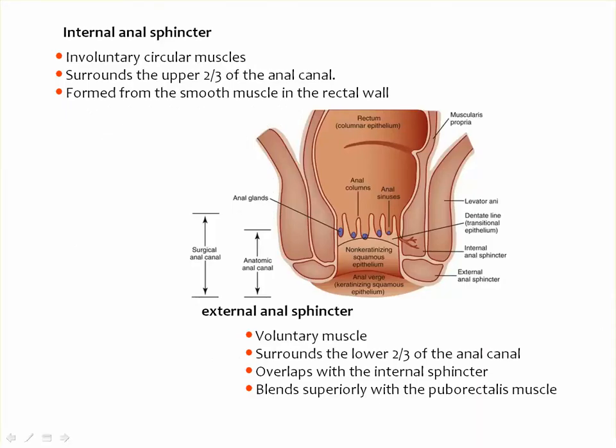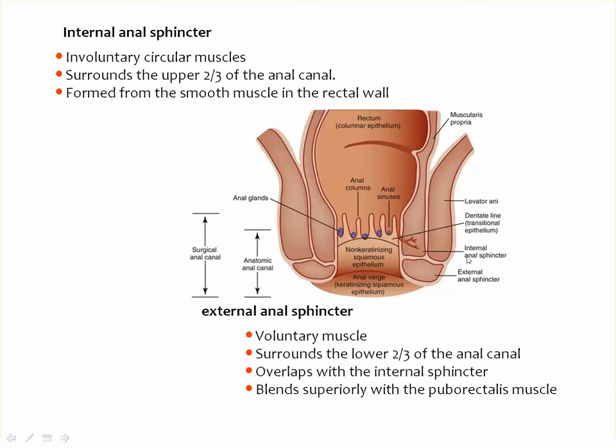Then, where is the anal sphincter, the internal one and the external one? I already mentioned the difference. The internal anal sphincter is made of smooth muscles and is a continuation of the rectal wall through the anal wall. This is an involuntary muscle, and it surrounds the upper two-thirds of the anal canal, and it is formed of smooth muscles, the continuation of the rectal wall.